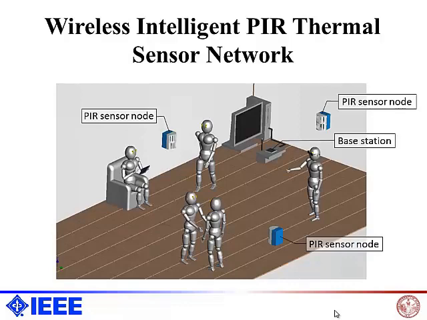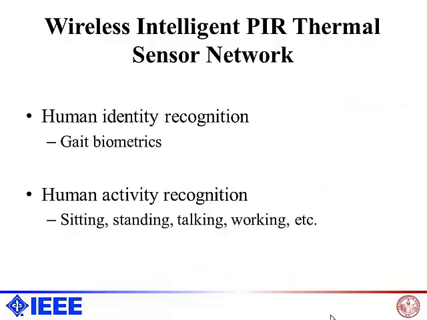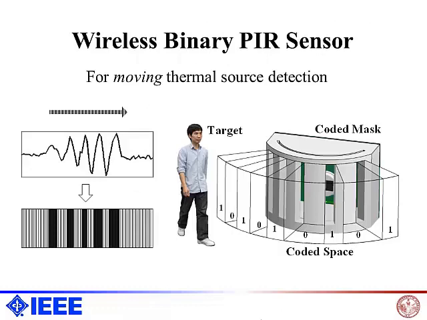Our PIR sensor is an infrared sensor. The wireless PIR sensor network can recognize human identity with their gaits and recognize human activity with their postures and movements. The PIR sensor can detect the moving thermal source and convert the signal to binary data.